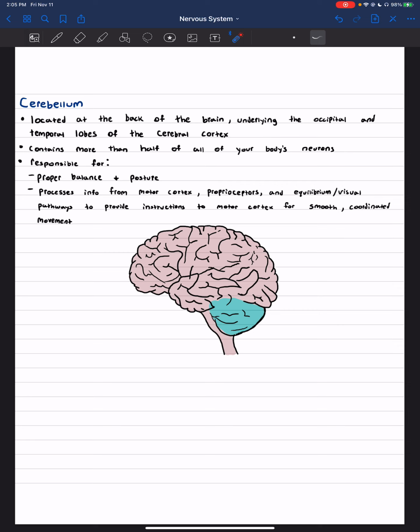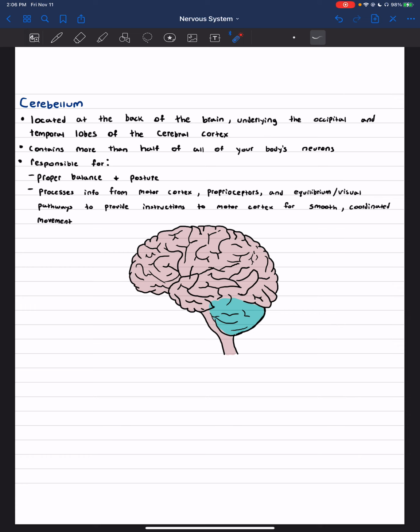On an actual brain, the cerebellum will be very easy to find because it's the back lower portion of your brain and it kind of juts out a bit. It's very identifiable. And the cerebellum contains more than half of all of your body's neurons. That still takes me by surprise just to think about because the cerebellum is not that big, but the fact that it contains more than half of all of our neurons is just incredible because it showcases how important our cerebellum is.